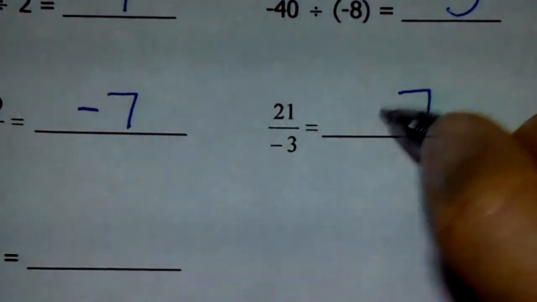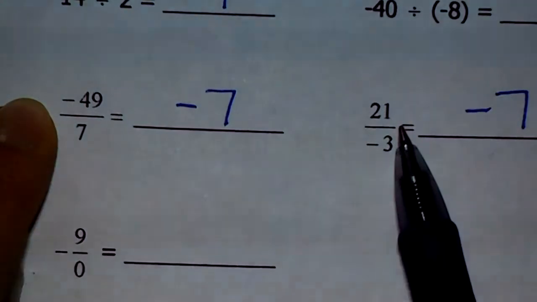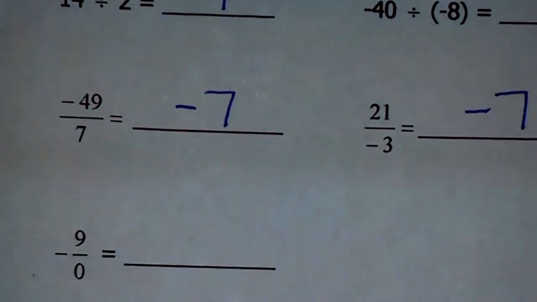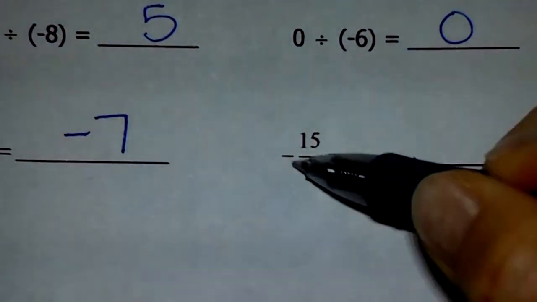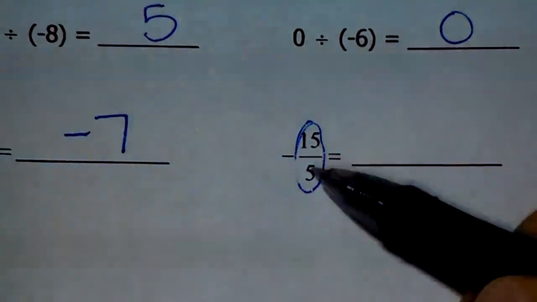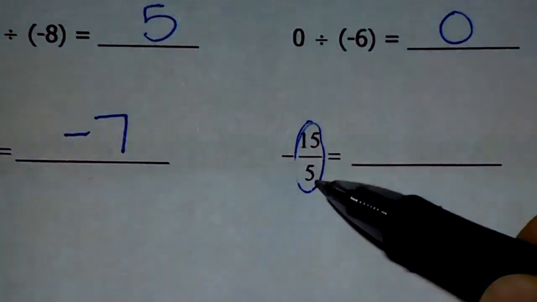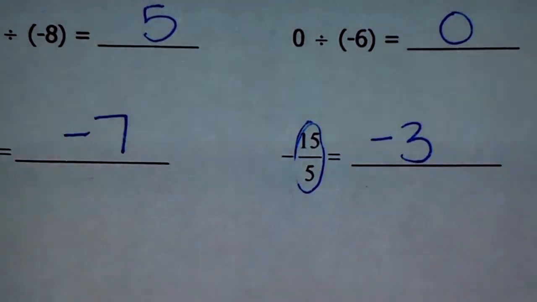One of each, negative. So notice, in this one, the greater digit's negative. In this one, the greater digit's positive. Both answers are negative because in multiplication and division, it doesn't matter which is greater. One of each means automatic negative. This one looks a little bit weird because there's a negative sign in the middle. Just look at this as the opposite of, okay? So the opposite of 15 divided by 5. What's 15 divided by 5? It's 3, and the opposite of 3 is negative 3.